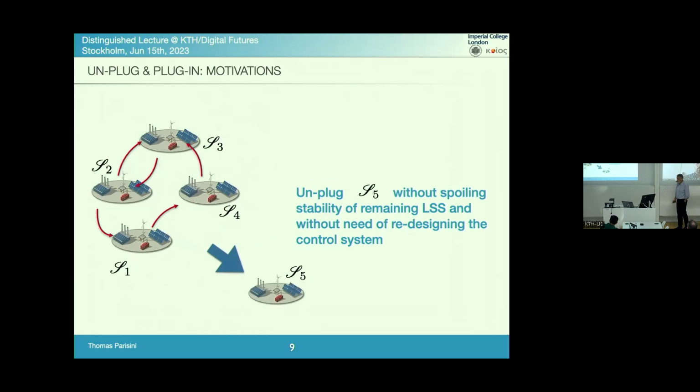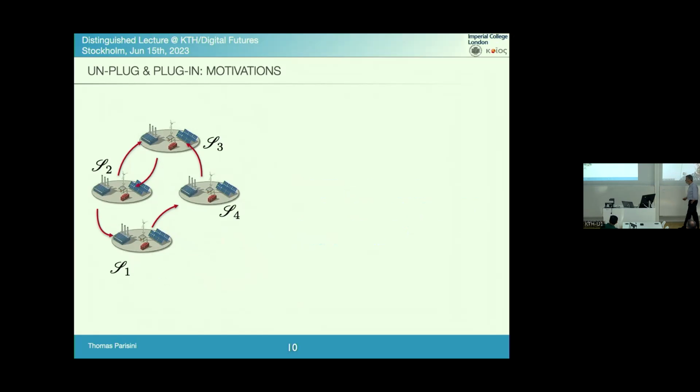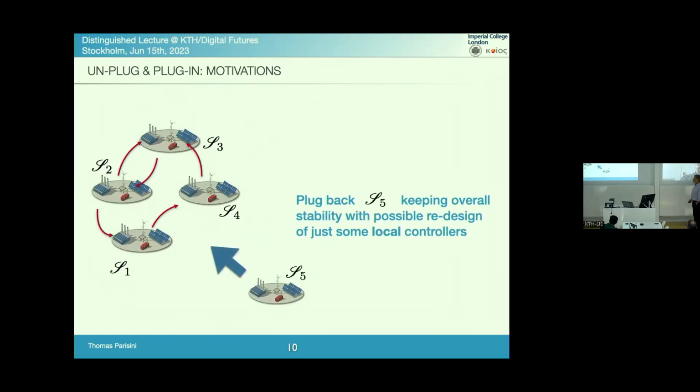That is important. And in general, it's not true in a general system, as you well know, that if you unplug a part, you won't spoil the stability. And you don't want to redesign the whole control system because you unplug a part of it. Okay? And the other way around, once you solve the problem and you want to replug the controller, again, the subsystem, again, you do not want to redesign the entire system. You do not want, when you plug it back, to again spoil some of the important performance metrics, and possibly you have just to redesign some local controllers, okay?